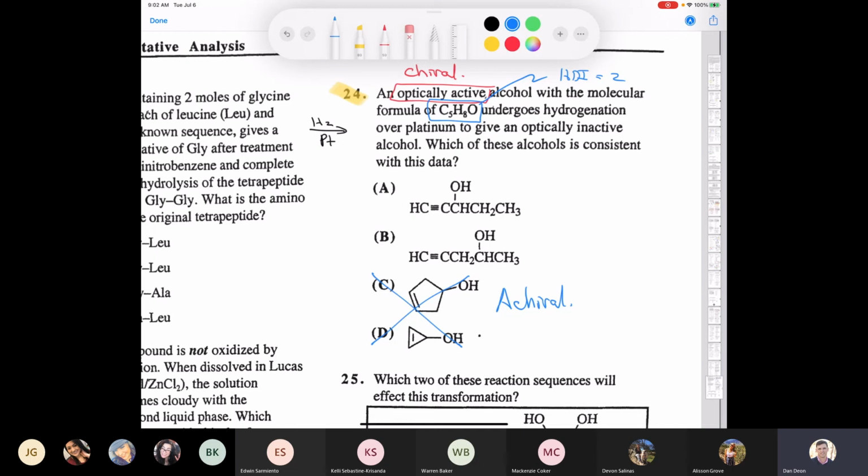Whereas A and B, they're both alcohols. They both have a chiral center in them, don't they? This is a chiral center here, and this is a chiral center here. But could anybody tell me which one of these, if it underwent hydrogenation, you would end up with something that is achiral? If you were to reduce this one, you would end up with this compound. And if you were to reduce the next one, you would end up with this compound. Well, only one of those is optically inactive.